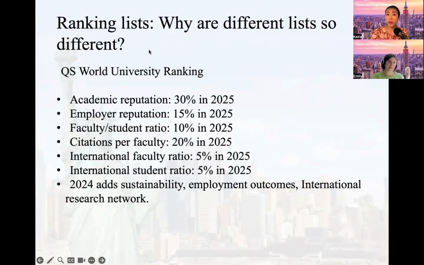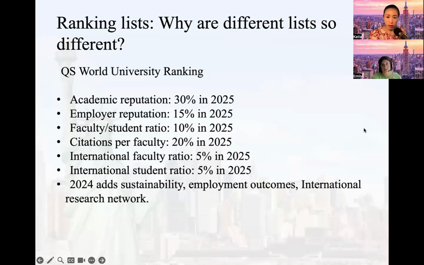Next, let's move on to the rankings. I know everyone cares about rankings. So how many rankings are out there? We have US News, QS, THE, Financial Times, Wall Street Journal, I think, and Forbes has a business school ranking as well. So there are many ranking lists out there.